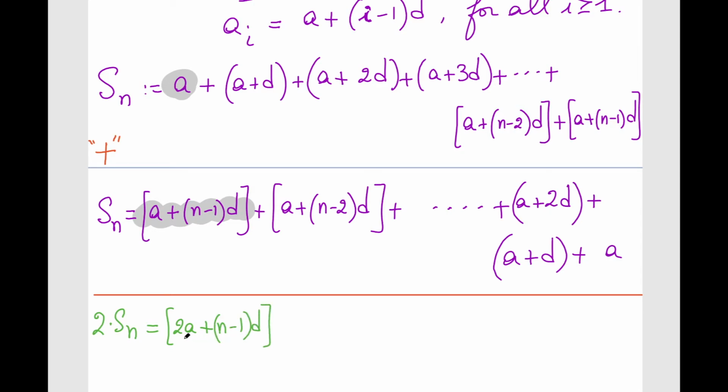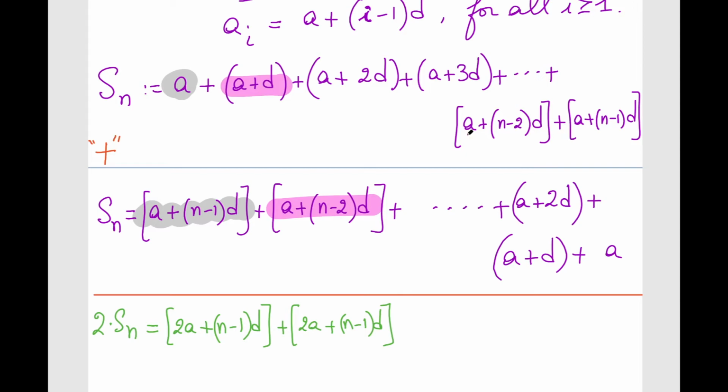Correct? Okay. Now we're going to add the second term here to the second term here. Let's do it. So we're adding this to this, right? And what's that? This is a plus d plus a plus (n minus 2)d. Well, a plus a is 2a. And n minus 2 copies of d plus one more copy, I get n minus 1 copies of d. Correct? And so on and so forth.